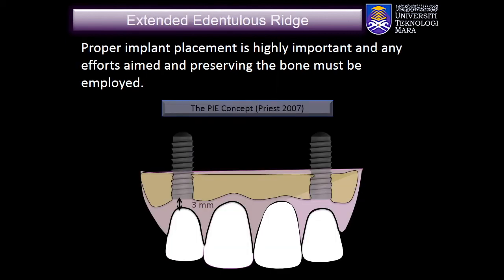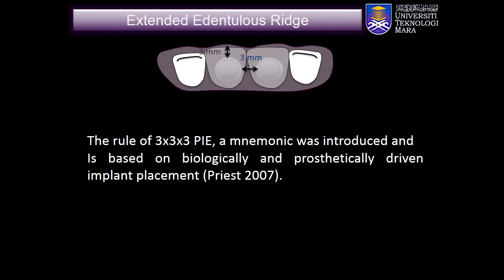Proper implant placement is highly important, and any efforts aimed at preserving the bone must be employed. Guidelines for implant placement of adjacent implants and soft tissue development have been proposed to optimize aesthetic results. The rule of 3x3x3 PIE is a mnemonic based on biologically and prosthetically driven implant placement, which was introduced by Priest in 2007.